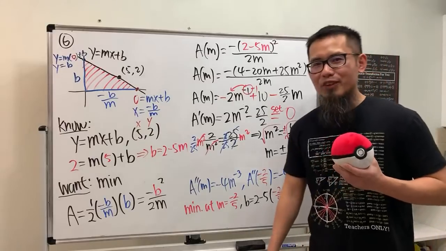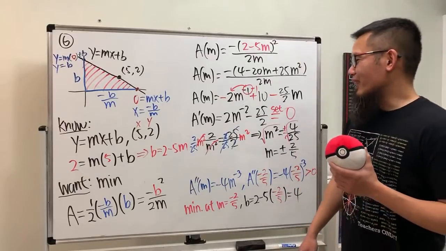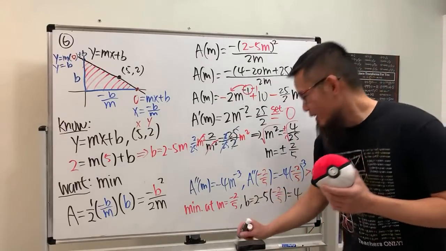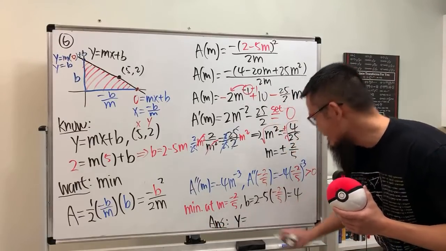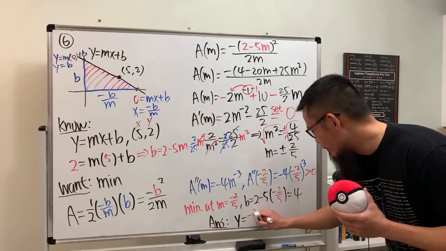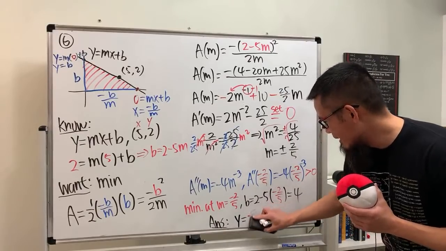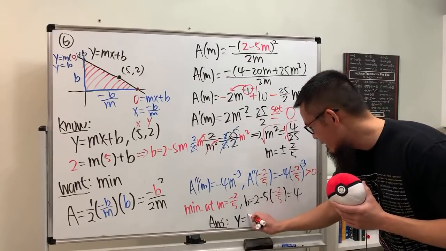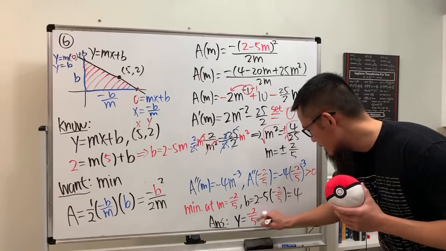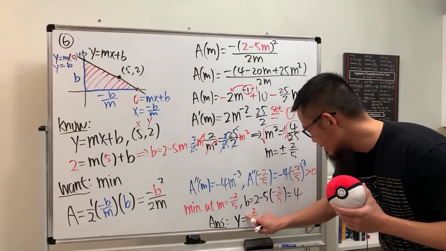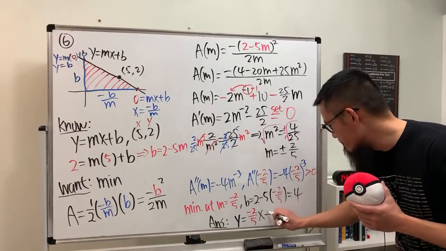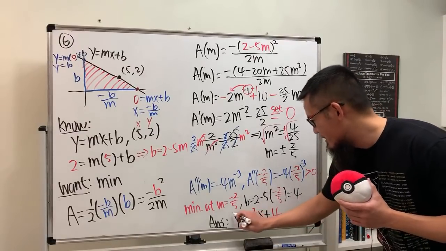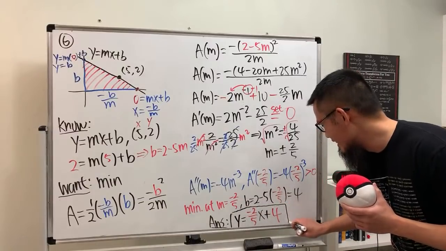Oh my god, I'm so happy. Ladies and gentlemen, I'm going to write down the answer for you guys. The answer right here is going to be y equals m is negative 2 over 5. Let me just write it down better. y equals negative 2 over 5 x, and then the b is 4. So this right here is the answer for it.